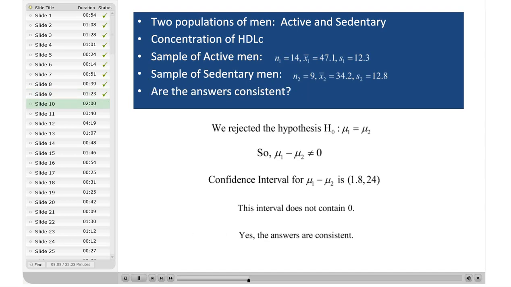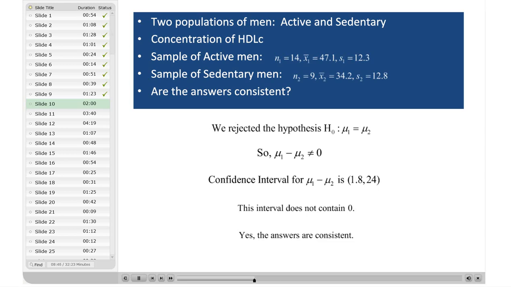Now that we've conducted a hypothesis test and constructed a confidence interval using the same set of data, we might wonder if the answers to these two problems are consistent. So if we look at the hypothesis test that we performed, we rejected the hypothesis that mu1 is equal to mu2. In other words, we're saying it's very unlikely that mu1 is equal to mu2. But for simplicity, let's just assume that mu1 is not equal to mu2. Well, if mu1 is not equal to mu2, then mu1 minus mu2 is not 0. That's one conclusion that we can draw from that.